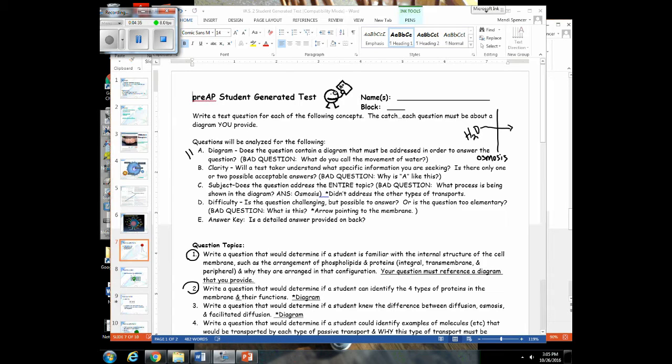C talks about the subject. You have 10 questions. Question 1 should be about this topic. Question 2 is going to be about this topic.